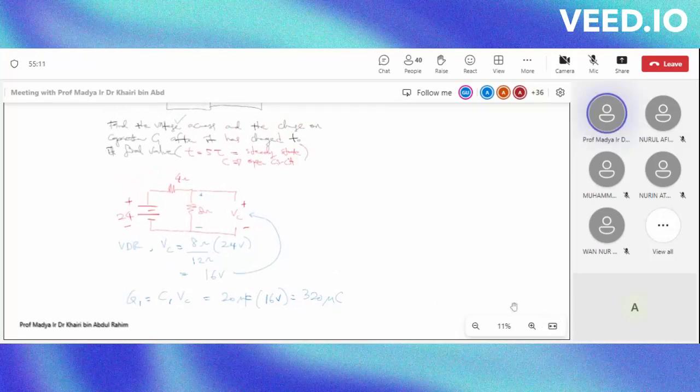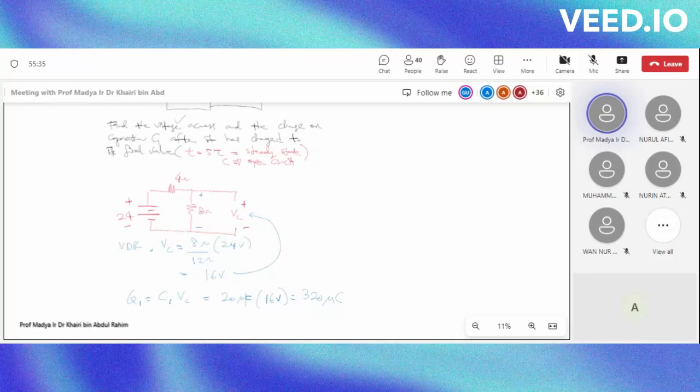So we have capacitor and inductor that we need to know. Tonight we cover capacitor, and tomorrow, inshallah, tomorrow hopefully same time, probably just 1 hour, 8:30 until 9:30, we'll cover inductor as well.